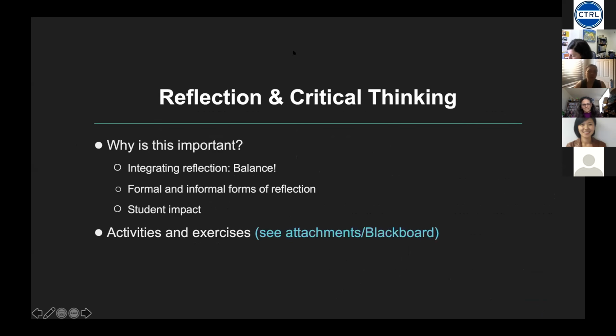Okay, so another thing, especially with talking about some of these more complicated issues: reflection and critical thinking. We have to blow through this section, so if you have questions, let us know in the chat. But Marcy and I both think balance with reflection is important. Give your students places for formal and informal forms of reflection, and it pays off in terms of student impact. Marcy, do you want to add anything here?